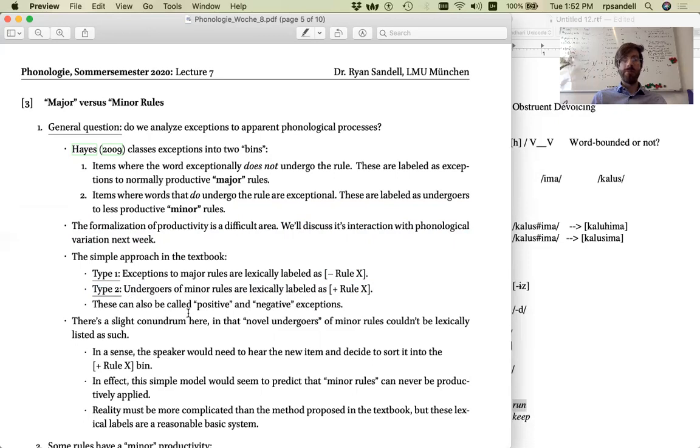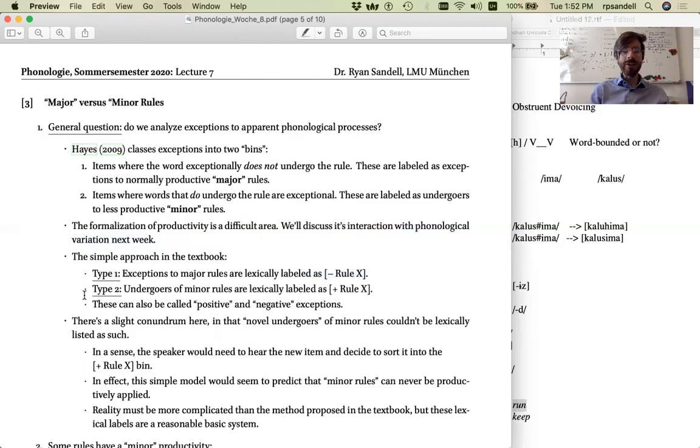So we can say in these cases that there are positive exceptions and negative exceptions. So type 2, we have positive exceptions, words that exceptionally undergo a process, and type 1, we have negative exceptions, words that exceptionally fail to undergo a process, which normally productively does operate in a language.